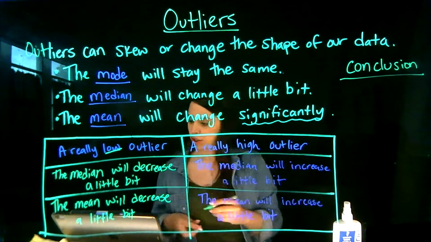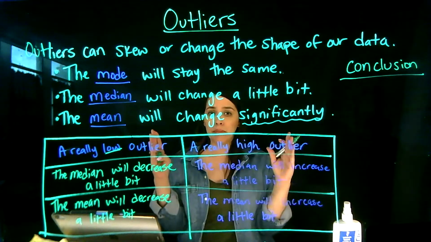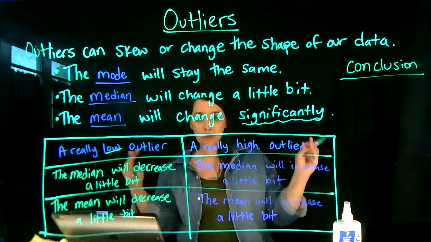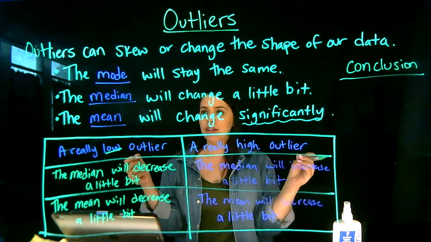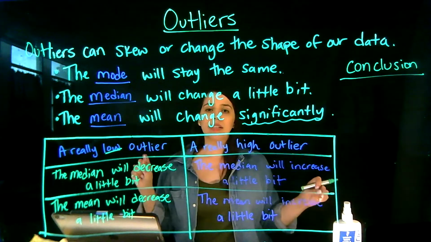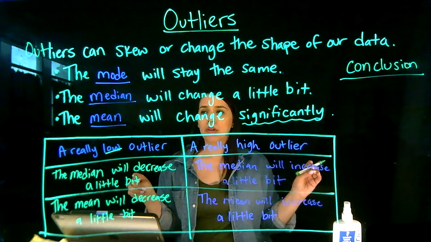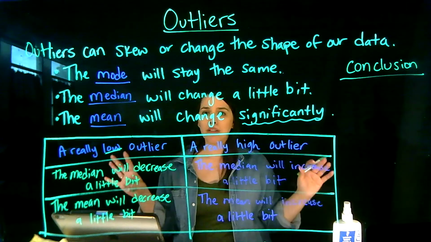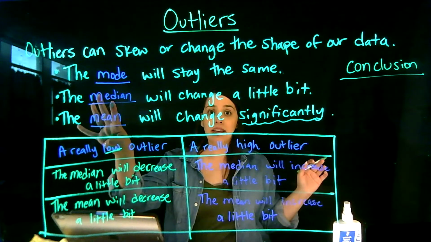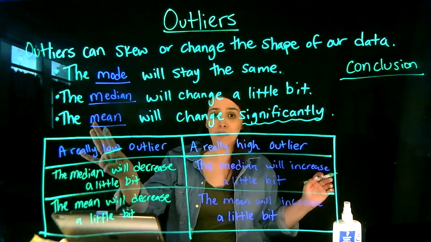Here's the main conclusion. Since the mean can be heavily affected by outliers, if you do have an outlier, the better measure of center would be the median. So let's say they're asking you what the average is, or what the median is, or what the overall trend is. You want to look at the median if you have an outlier. If you don't have an outlier, go with the mean, go with the average, okay?